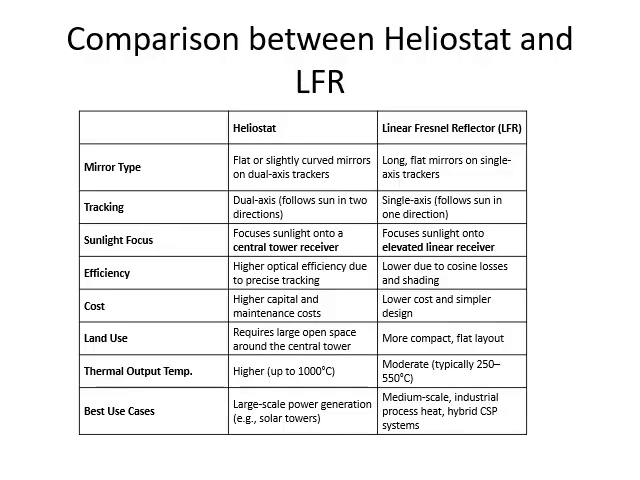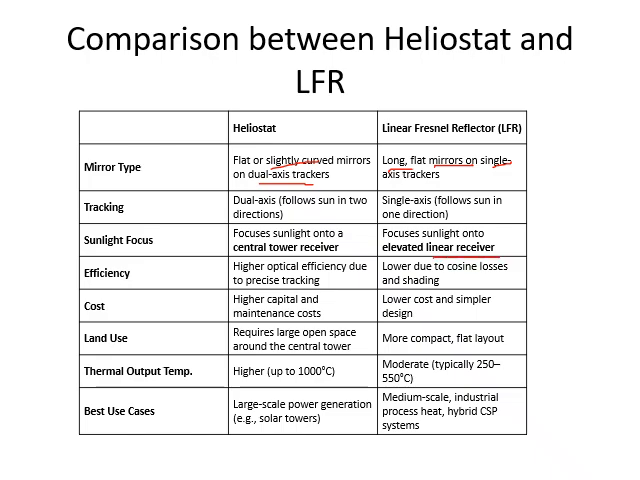Now this comparison will make the difference between the heliostat and the linear Fresnel reflector more clear. For the heliostat we use flat or slightly curved mirrors, while for the linear Fresnel reflector, LFR, we use long and flat mirrors. The heliostat has a dual axis tracker and the linear Fresnel reflector has single axis. The dual axis tracking follows the sun in two directions, and single axis is in one direction. Sunlight focus for the heliostat is on a central tower receiver at a particular point, and for the linear Fresnel reflector it's onto an elevated linear receiver, right?